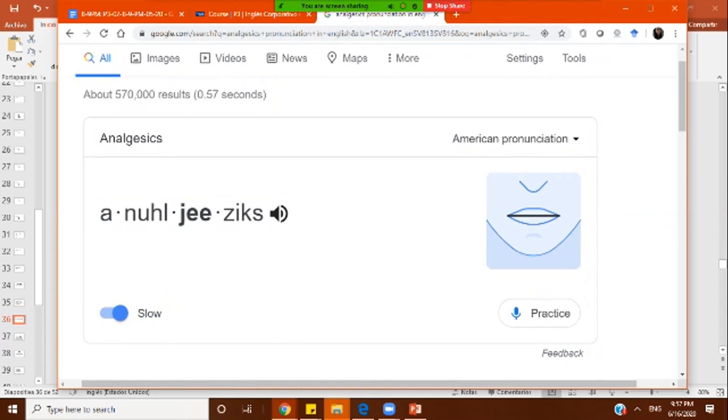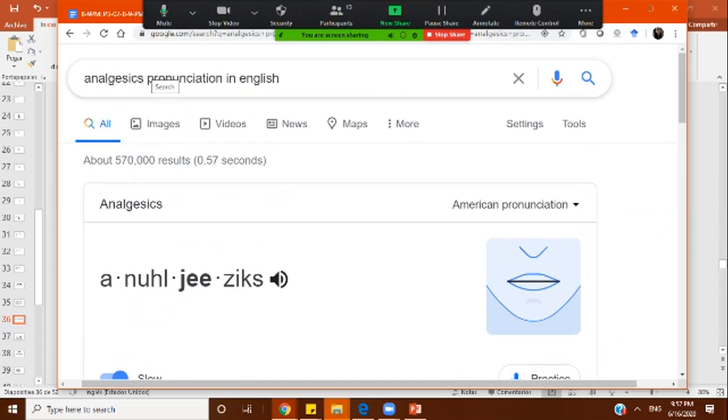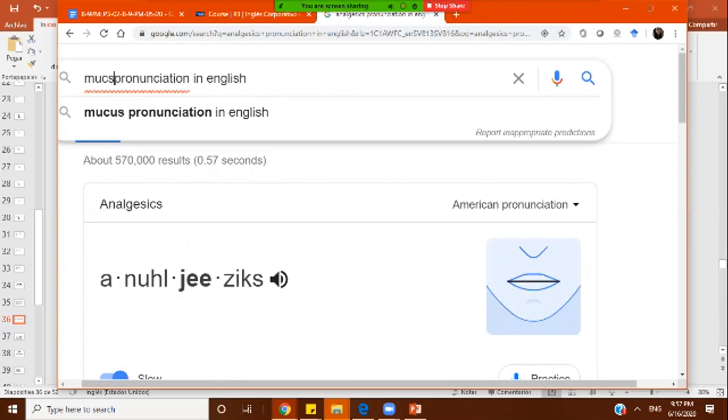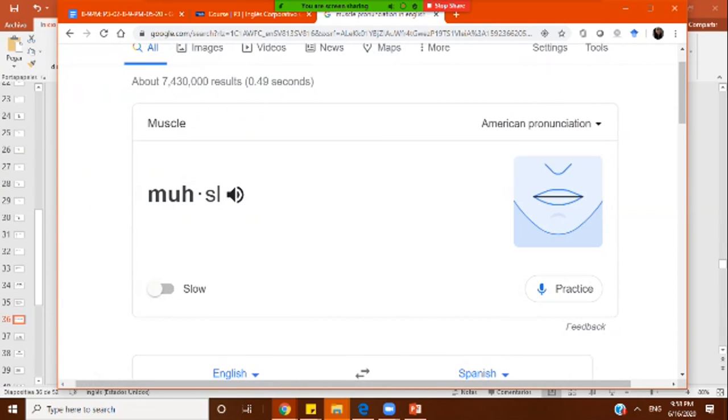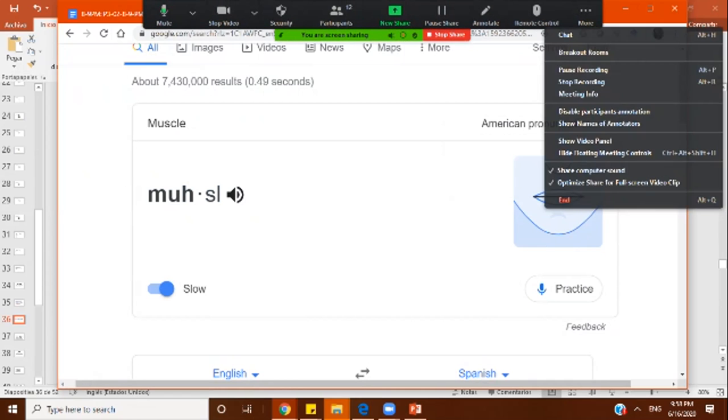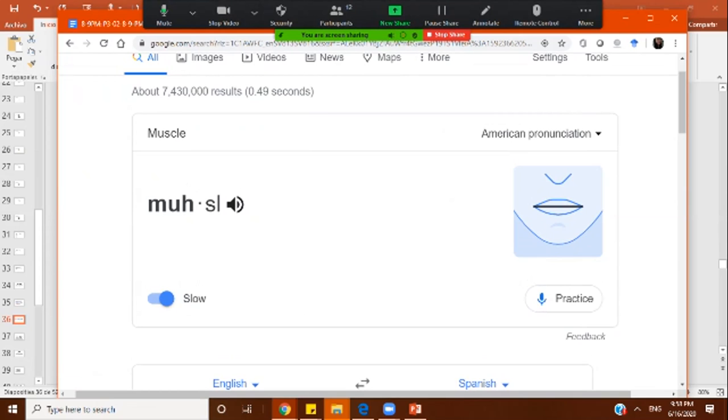Porque sé que estas palabras no las usamos y son palabras técnicas que cuestan un poquito más que las palabras que usamos on a daily basis. For example, if I have here muscle, I want to check this because I don't know. So I do the same. I go here. Muscle. Okay, so I want to listen again. Muscle. And then if you want to practice British pronunciation, you can do that. Pero no estamos practicando el British ahorita. Just American English.